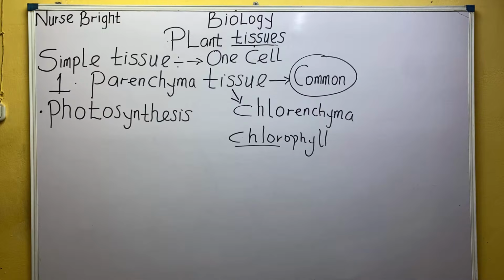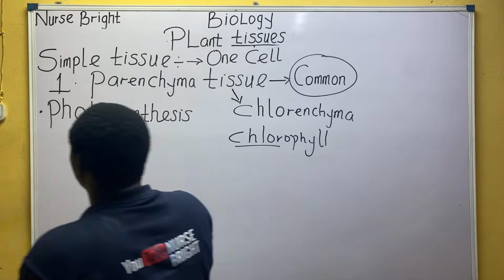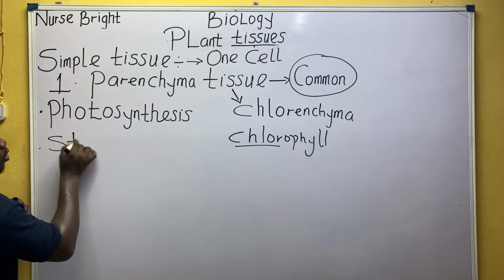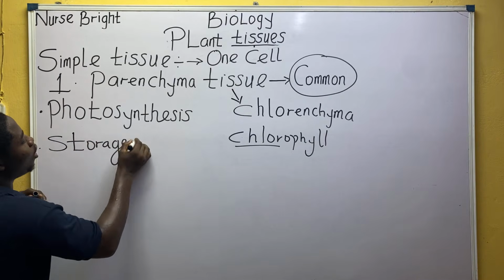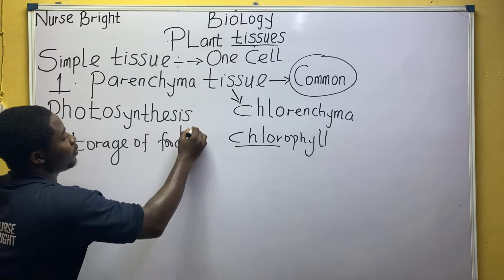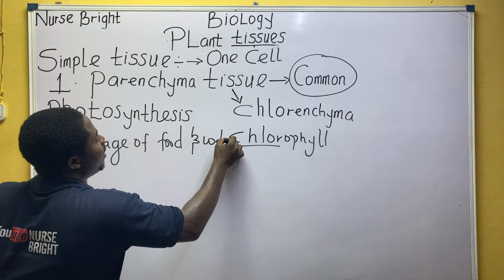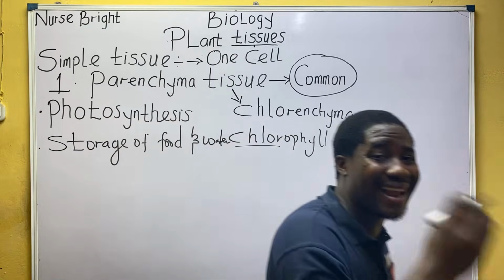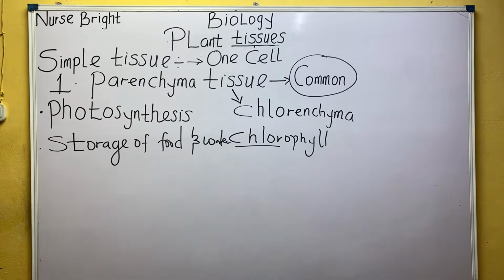So let us move into other functions, the main functions of these parenchyma tissues. One of the functions is storage of food and water. The food includes starch, sugar, oil, and even water. And this is common in the roots and stems of a plant. The parenchyma tissues help in the storage of food and water.